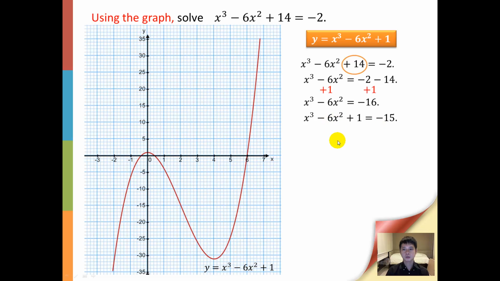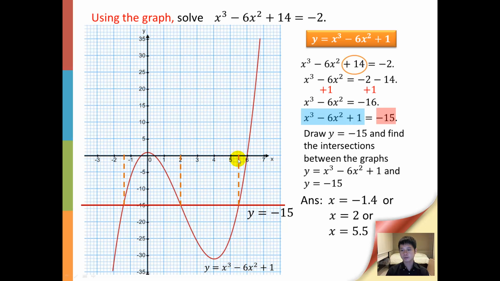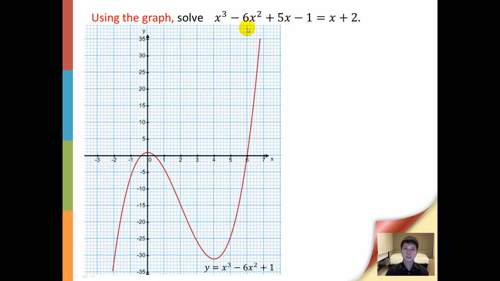To solve this, all we need to do is to find the intersection point between the curve here and y equals to negative 15. By drawing y equals to negative 15, we will find these 3 intersection points, and therefore the values of x will be negative 1.4, 2, and 5.5. Let's look at yet another example.